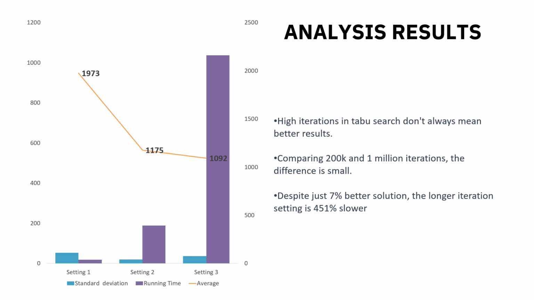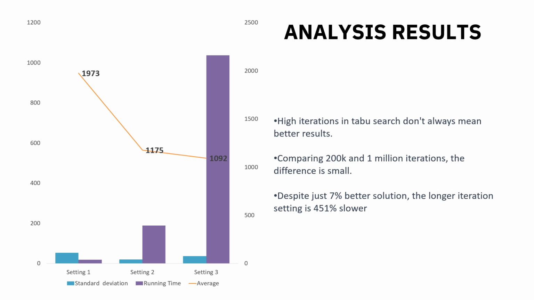Looking into the analysis result, as expected, a higher number of iterations will contribute to a better solution. So high iterations in taboo search help, but when we put 1 million here, which is extremely high, and compare the average result for setting number 2 and setting number 3, setting number 2 is having 200,000 iterations and setting number 3 is having 1 million iterations. The result doesn't really differ that much.